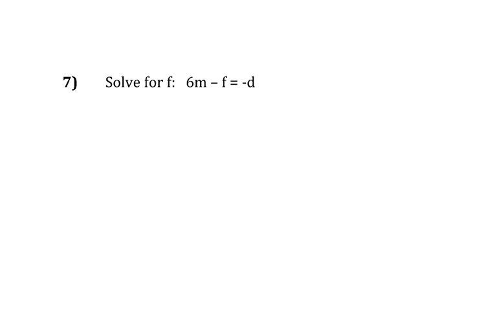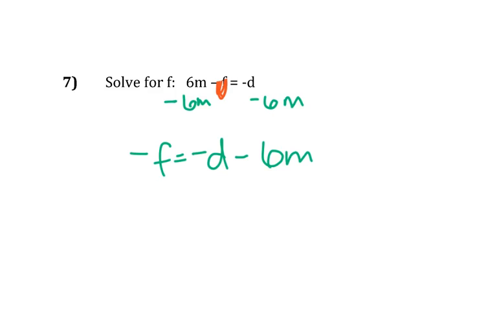So again, put your finger over the f. What's hanging out there? The 6m is hanging out there. You're going to have to get rid of that. So it is a positive 6m, so I'm going to subtract 6m. This minus sign does not go with the 6m, so don't be distracted by that. Okay, so I'm going to subtract 6m on both sides. So I'm going to have negative f equals negative d minus 6m.